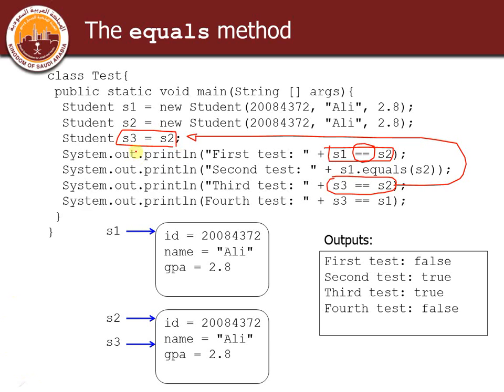So this is the difference between when I'm doing something with this new student, that means I'm going to take a new space in the memory. If I'm not doing the new student or new something, that means I'm going just to take the same address and just link to it. So that's why we have false for the first one, true for the second one, true for the third one because they have the same memory, and then false for the last one.